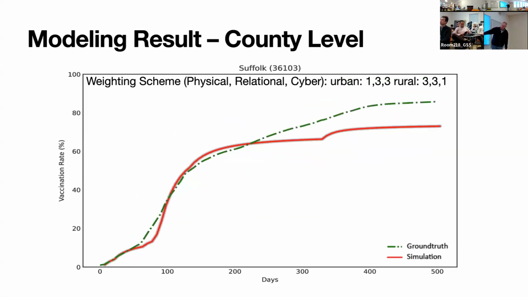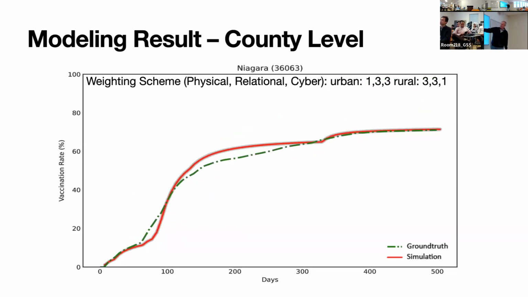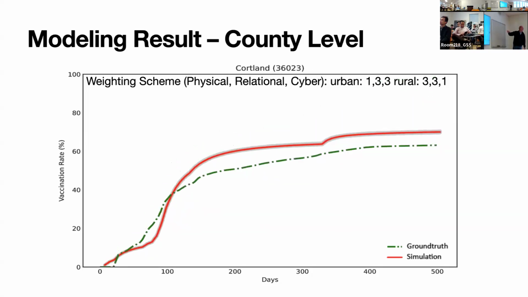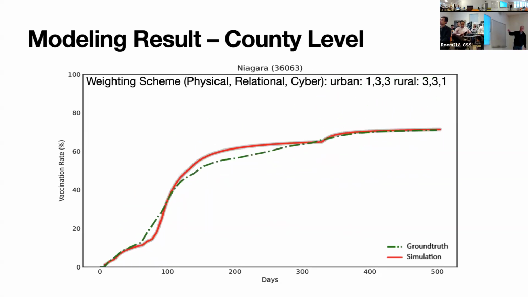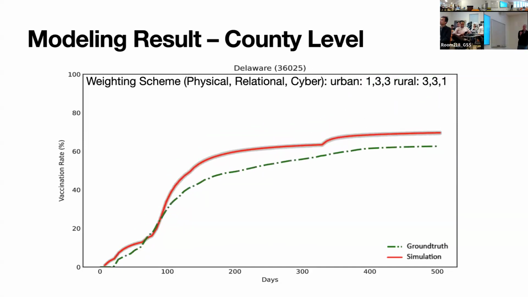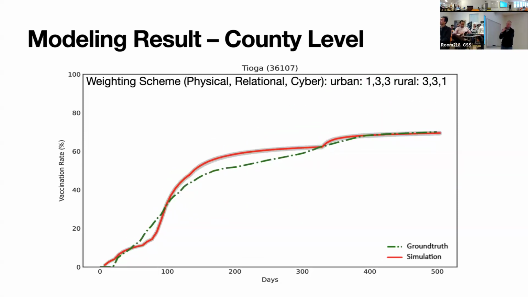What you're seeing here is vaccination rate over time. The two lines: the simulation is the red line, and the green line is the ground truth data. This is for every different county in New York City. You can sort of see it varies a lot, right? Well, there's a couple of reasons for the variation.